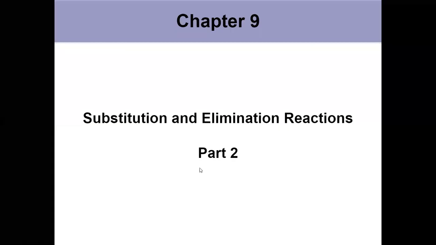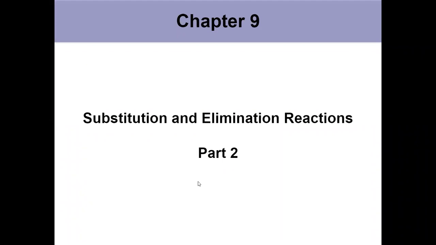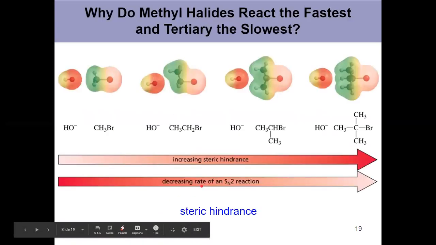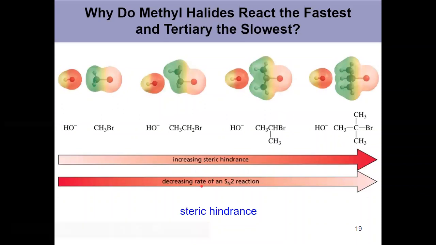All right, for part 2 of chapter 9, we are going to continue looking at SN2 reactions and see some factors that can affect these substitution reactions overall. So let's hop into it. The first one we already saw when discussing some of the kinetic factors that led to the discovery of the SN2 mechanism. So let's address that a little bit further.